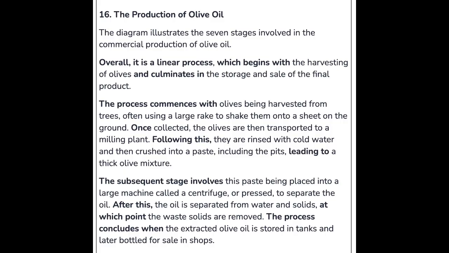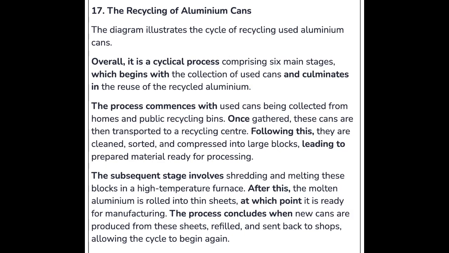Following this, they are rinsed with cold water and then crushed into a paste, including the pits, leading to a thick olive mixture. The subsequent stage involves this paste being placed into a large machine called a centrifuge or pressed to separate the oil. After this, the oil is separated from water and solids, at which point the waste solids are removed. The process concludes when the extracted olive oil is stored in tanks and later bottled for sale in shops.